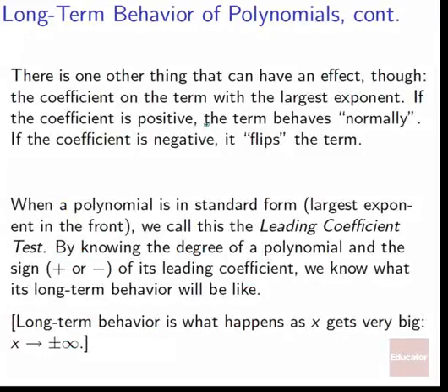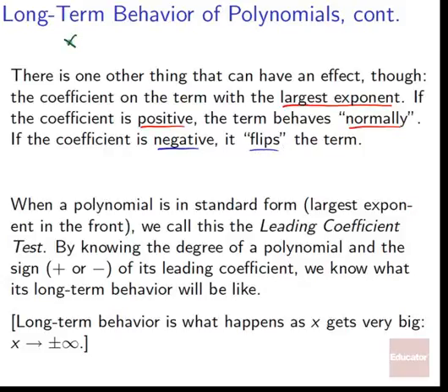One other thing can have an effect, though. The leading coefficient is very important because it's going to be able to flip it. The term with the largest exponent determines what will happen, but the coefficient on that term will also matter. If the coefficient is positive, it behaves normally. But if the coefficient is negative, it's going to flip the term. What do I mean by that?